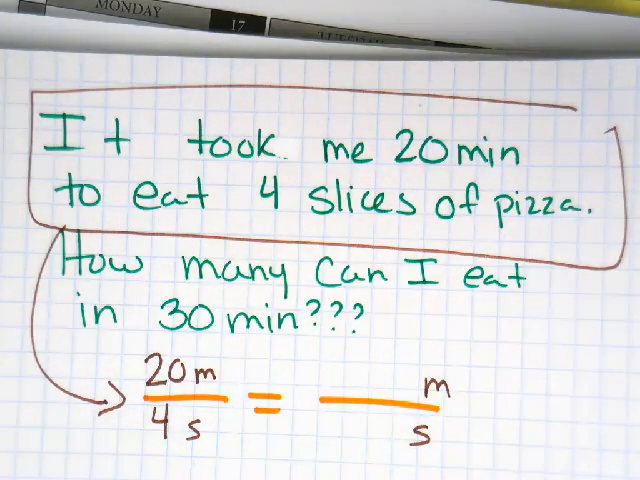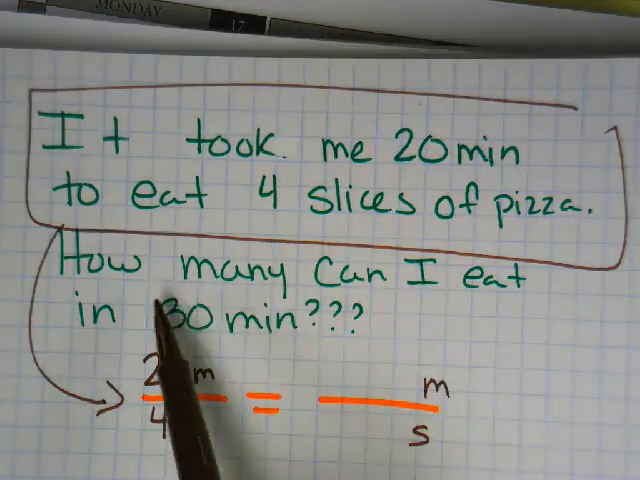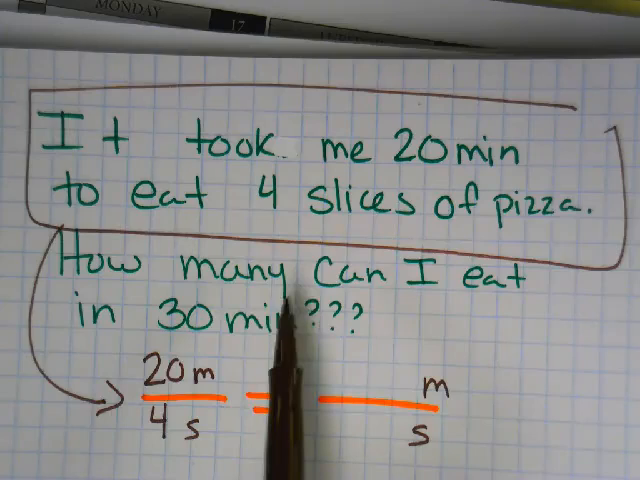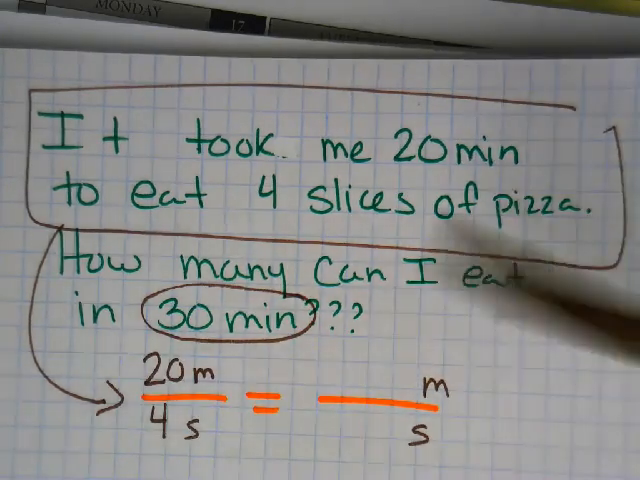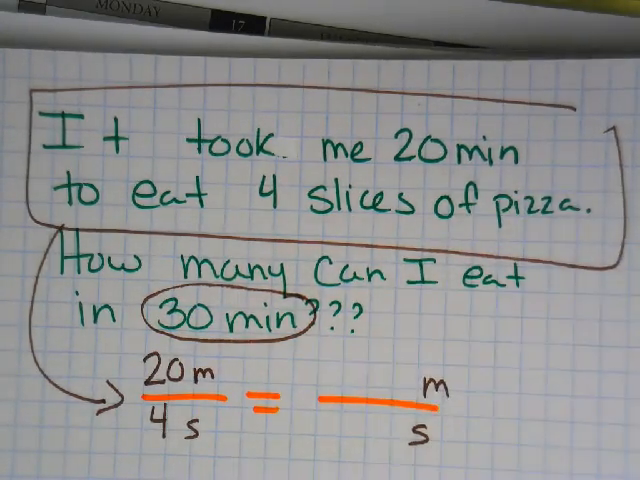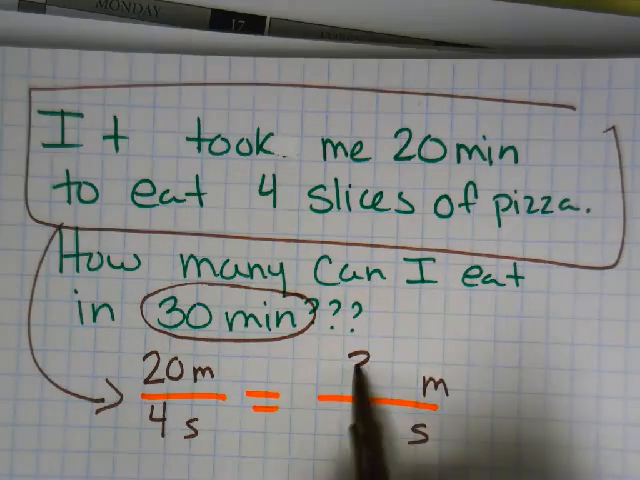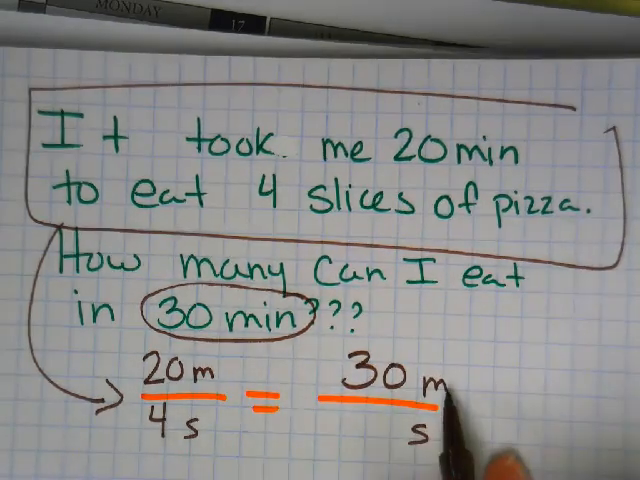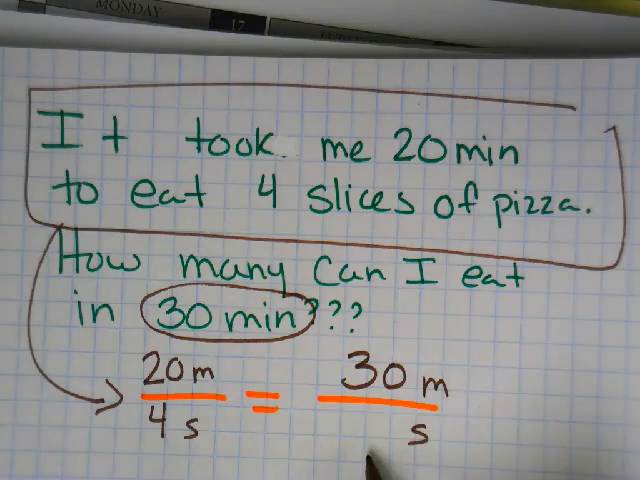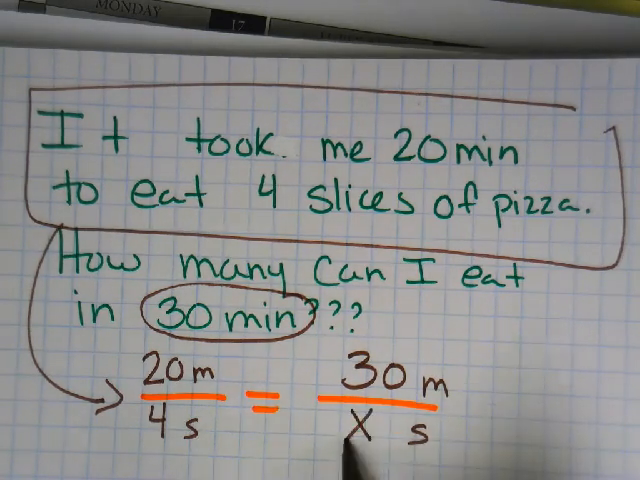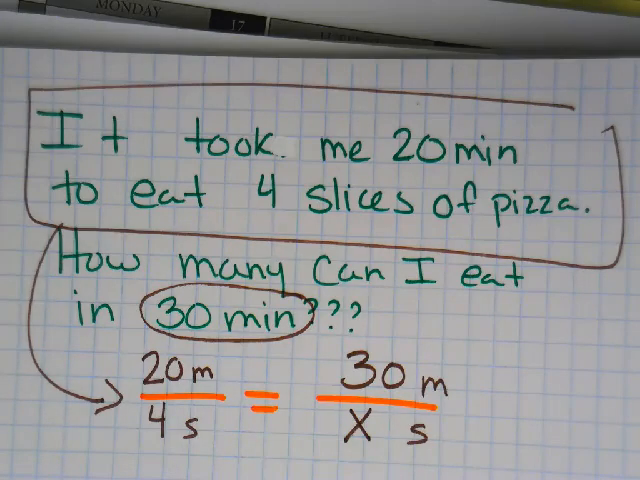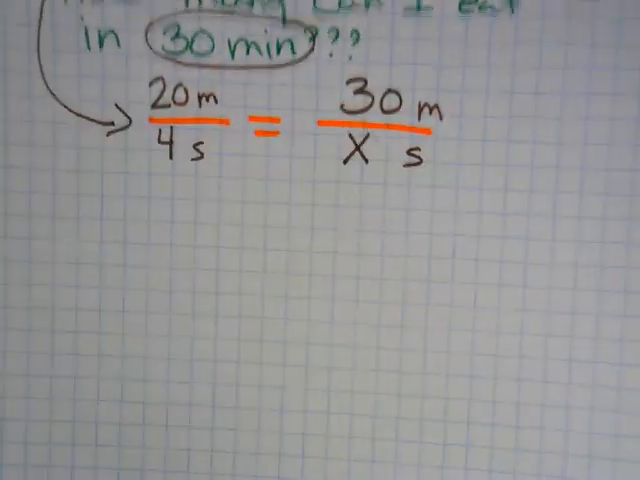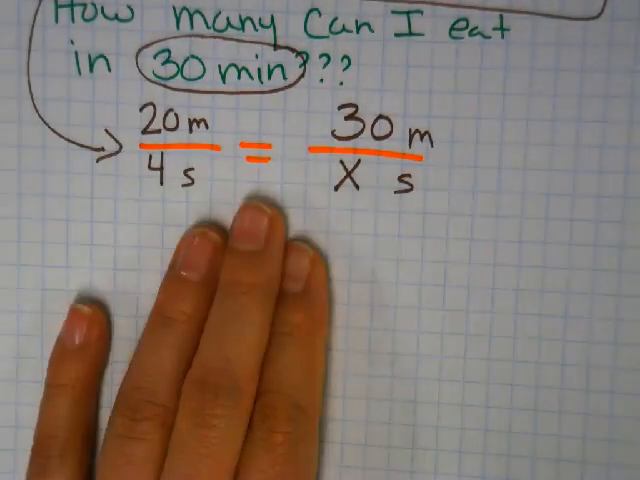Okay? So now let's look at the second sentence. How many can I eat in 30 minutes? So where does the 30 minutes go? On the top or the bottom? Top, because it's minutes. Do I know how many slices that is? Nope. So I'm going to write the letter X. So this is how I set up my proportion. We just went over how to solve it.